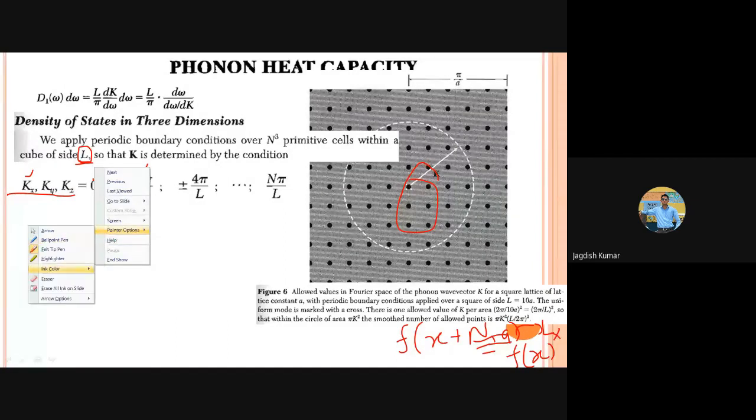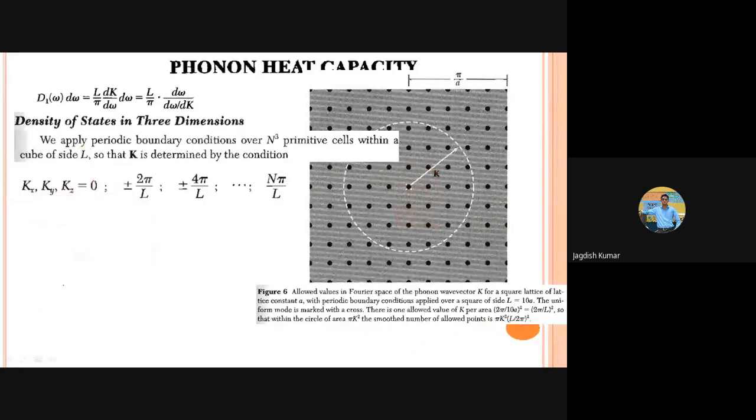So this gives us all the allowed values of x, y, and z components of the wave vector for a 3D crystal, so that the volume per state, we can say one allowed value of k per unit volume. This is what it means. So what will be the volume per state? This will be (2 pi by L) cube. You can realize very easily that this is going to constitute a cubic lattice.